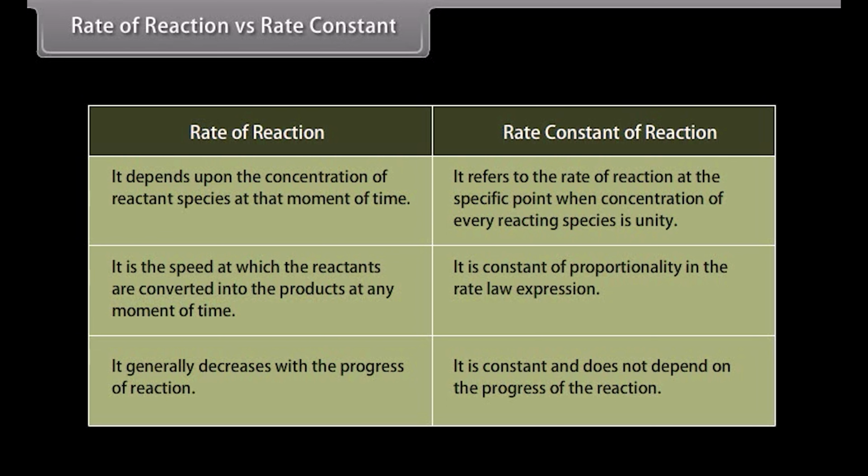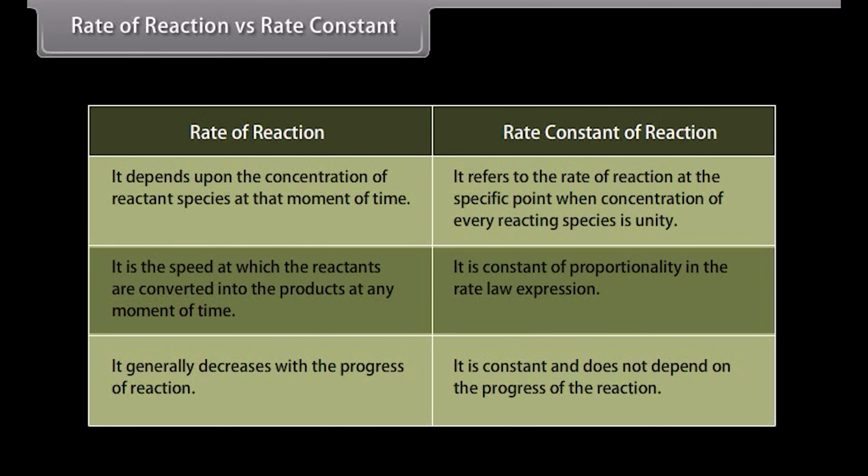The important differences between the rate of the reaction and rate constant of the reaction are: rate of reaction depends upon the concentration of reactant species at that moment of time, while rate constant refers to the rate of reaction at the specific point when concentration of every reacting species is unity.